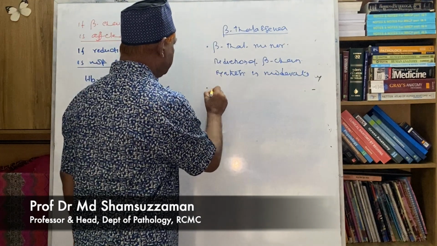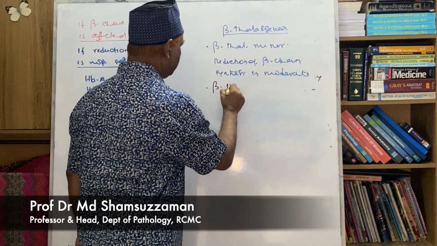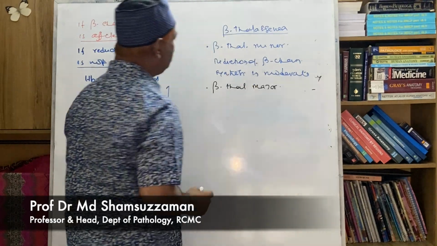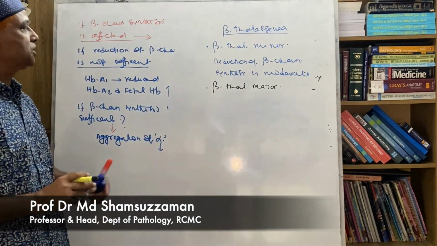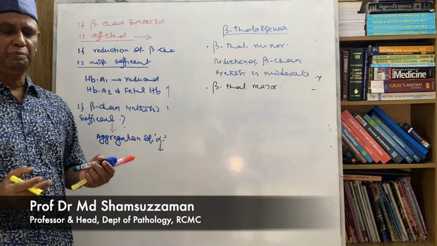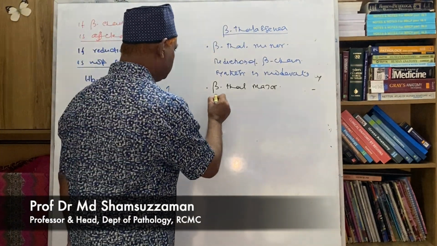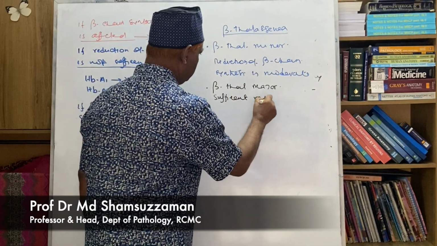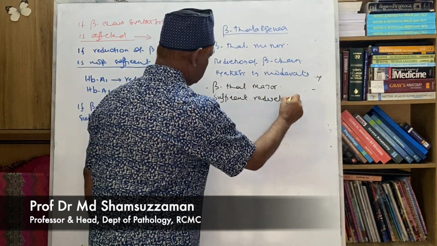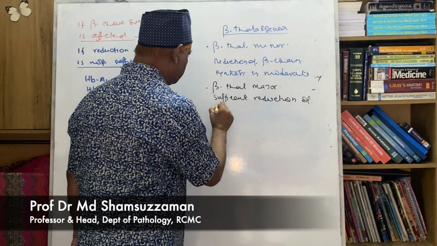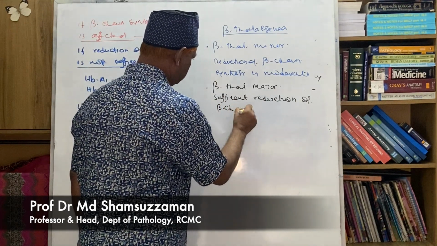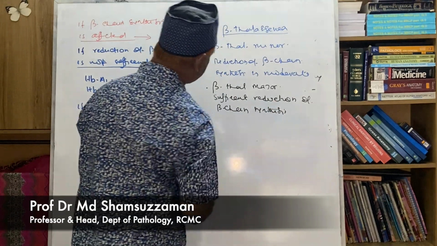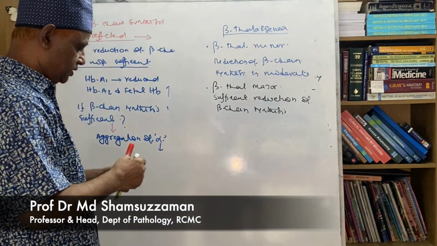Another is beta thalassemia major. What does it mean? Here the reduction of beta chain synthesis is sufficient. So there is sufficient reduction of beta chain synthesis.